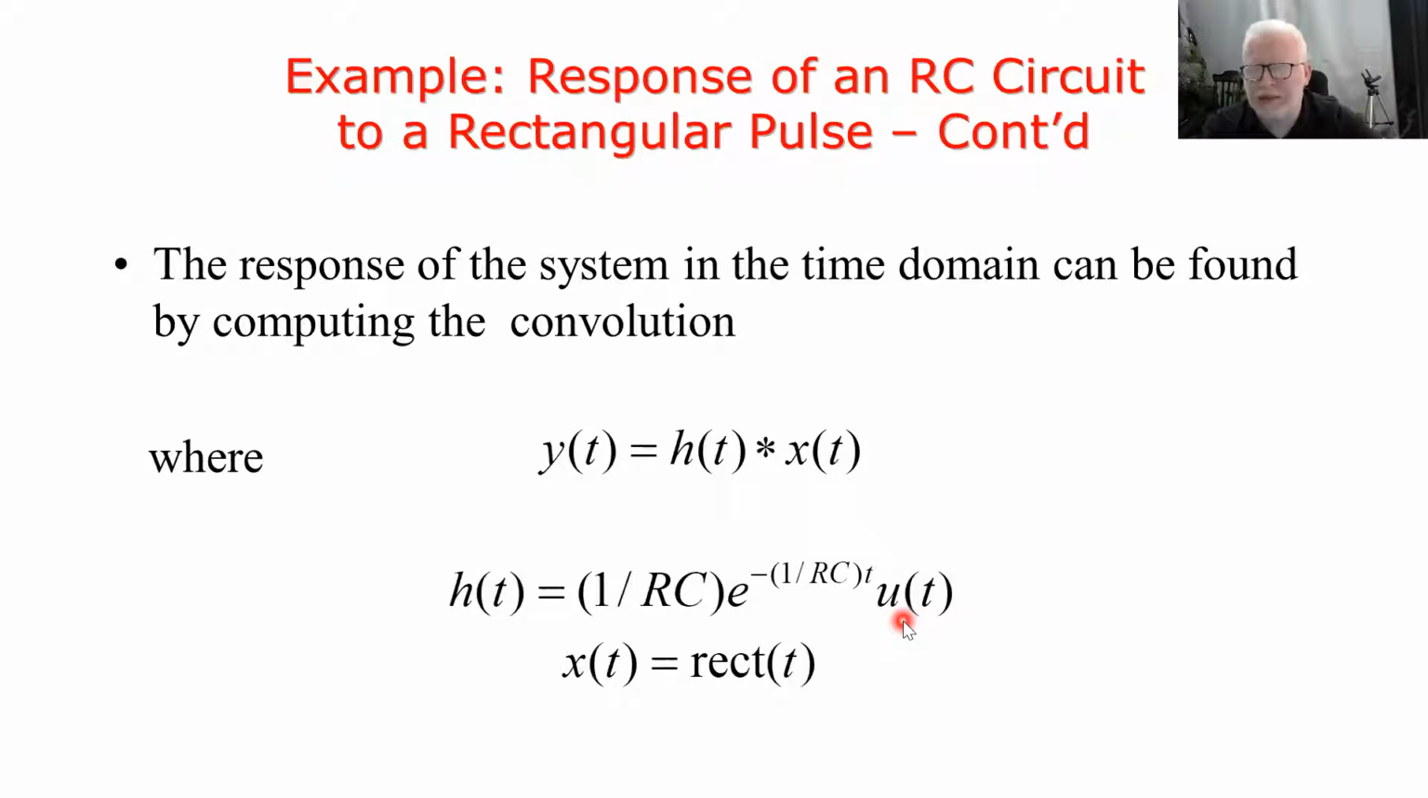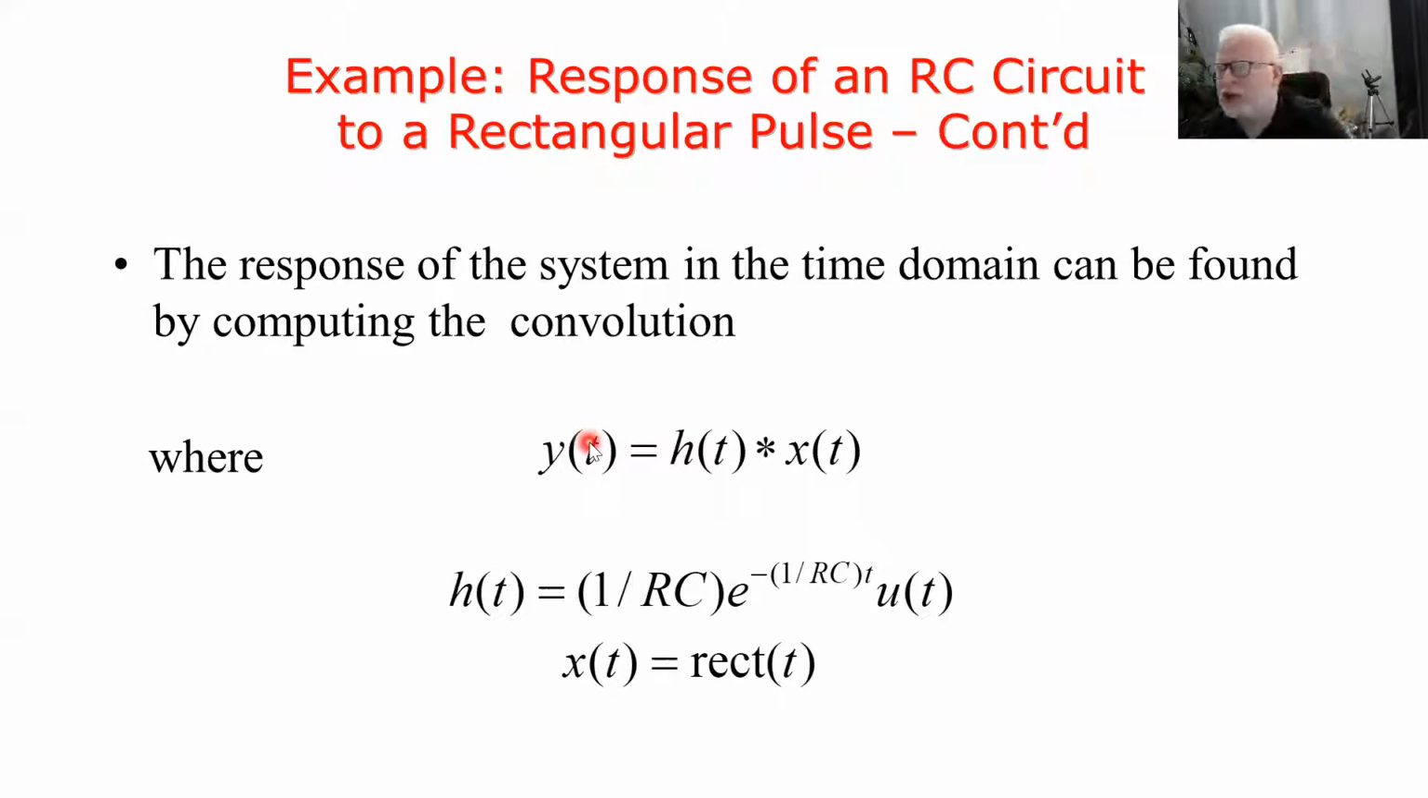We have a system with a time response h of t given by 1 over RC e power minus t over RC u of t, where u is a unit step function, and we have a rect function considered as an input function. What we are interested in is getting y of t.